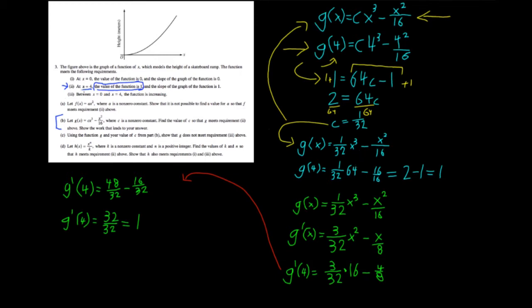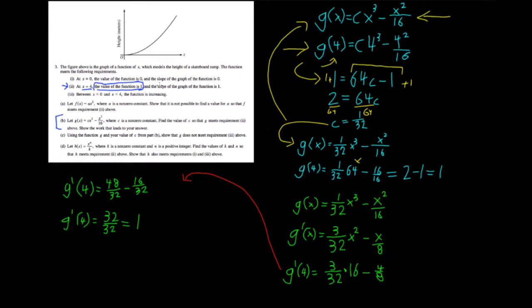And so just to confirm, just to show that the value of the function is 1 when x is equal to 4, we will again plug in 4 into g of x. So 1 over 32 times 64 minus 16 over 16 is equal to 2 minus 1, which is equal to 1. So this shows that when c is equal to 1 over 32, and we plug in 4 for x, the value of the function is 1. So the first part of requirement 2 is correct.